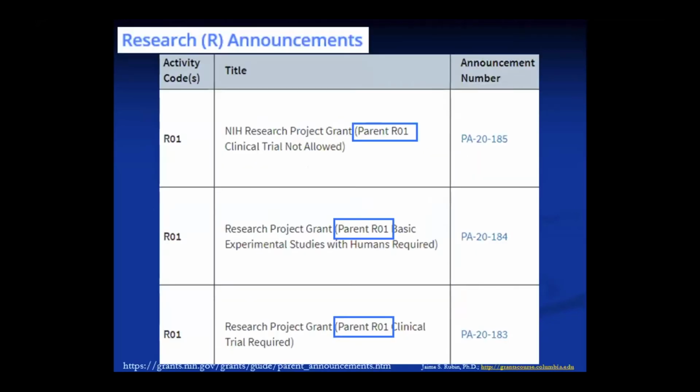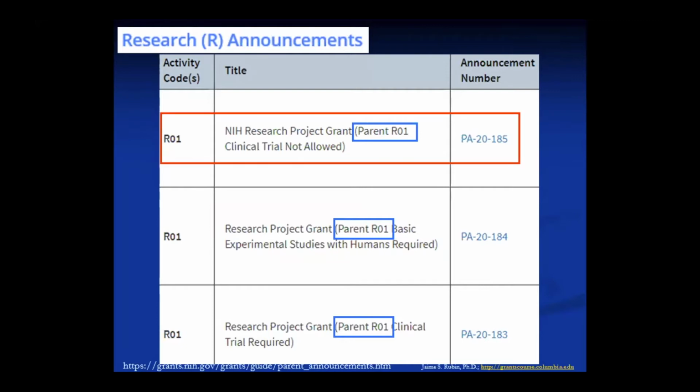And this is just an example of a listing of the parent announcements for the R01 application, the most recent funding announcements. And there are three types, as you can see. One, clinical trial not allowed at the top, clinical trial required at the bottom, and in the middle, a new type, what's called BESH, or basic experimental studies with human subjects. Most investigators, especially those not doing research with human subjects, bench scientists, translational research, use 20-185, the parent R01 clinical trial not allowed.